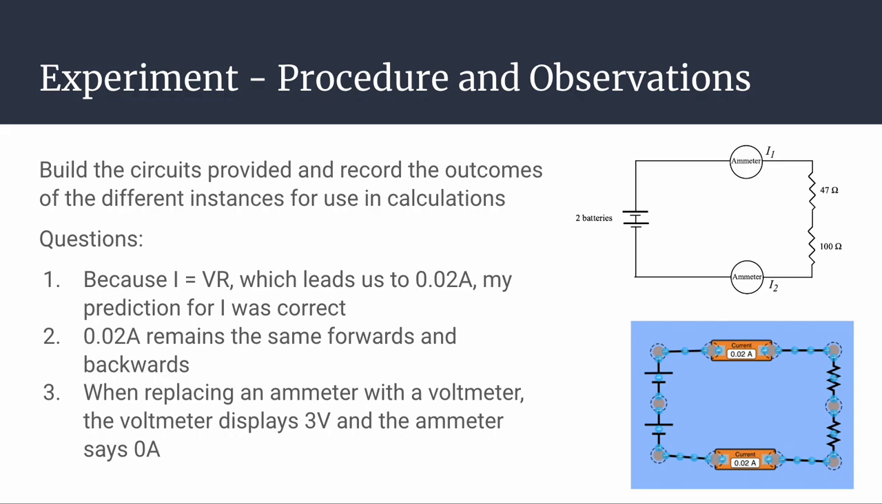And some questions I've answered here included, because the current equals the voltage over the resistance, which leads us to 0.02 amps. My prediction for the current was correct. As well as this, the 0.02 amps remains the same forwards and backwards when reversing the ammeter. And when replacing an ammeter with the voltmeter, it displays 3 volts and the ammeter displays 0 amps because the loop is broken and the voltmeter is picking up the electrical difference between the two sides.